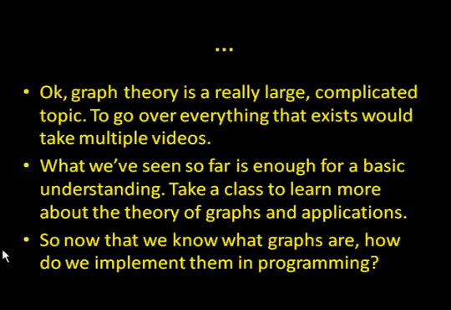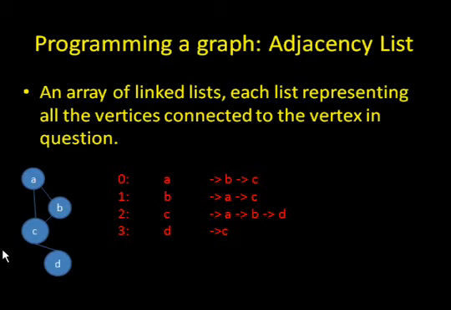Now that we know more or less what graphs are, how do we implement them when we program? Well, I'm going to show you. There are two main ways to program a graph. The first I'm going to show you is called an adjacency list.